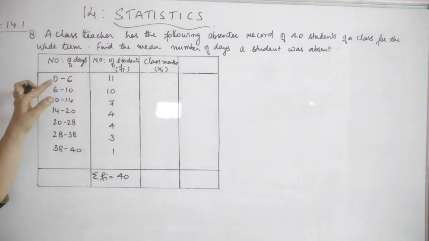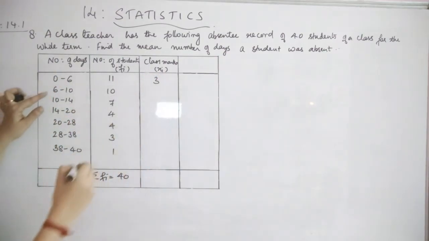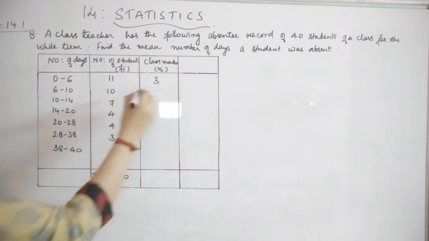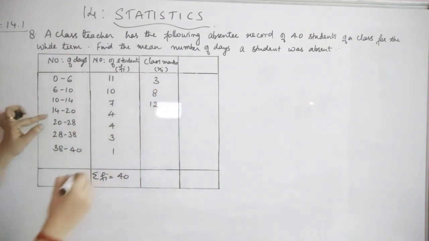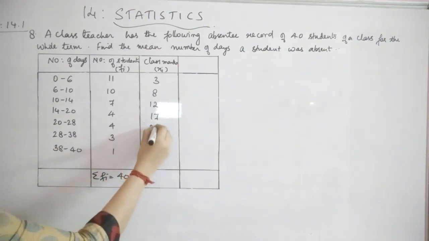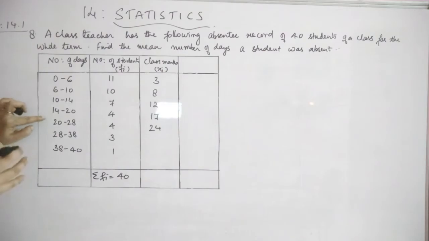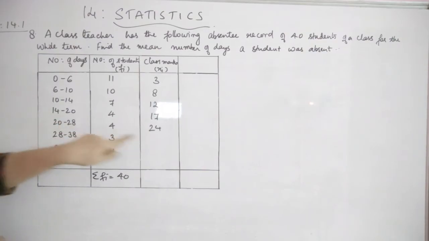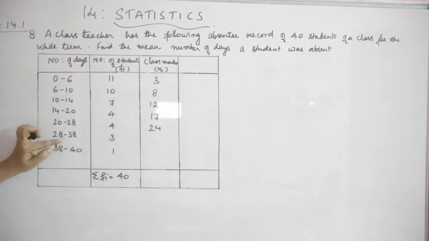So what you will get, 0 to 6, the middle term will be 3. Then from 6 to 10 you will get 8. Then this will be 12. Then from 14 to 20 you will have 17, then 24. You have to just see, it is not in between. For each interval you don't have the same gap, so you have to check and find out. 20 to 28 you have 8 gaps, so it will be 24, like that. 28 to 38 will give you 33, right? Again 38 to 40 will give you 39.